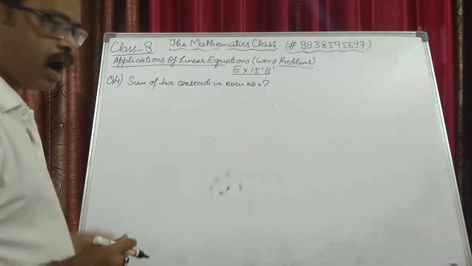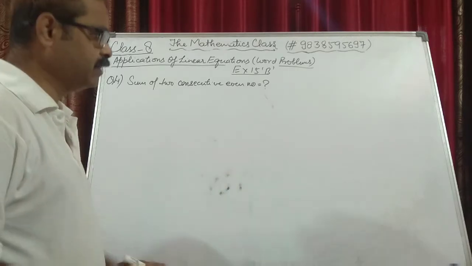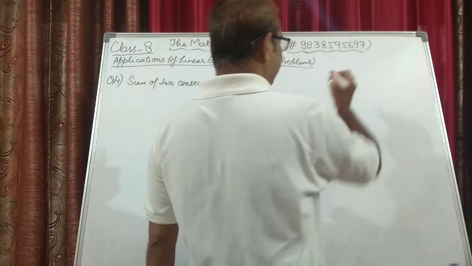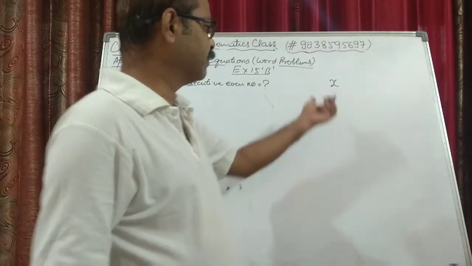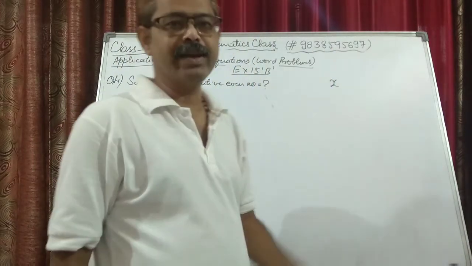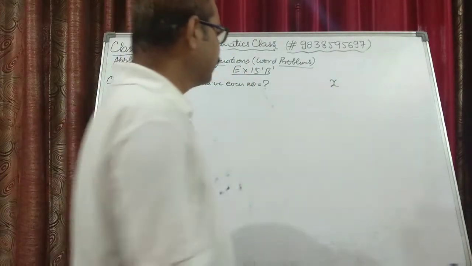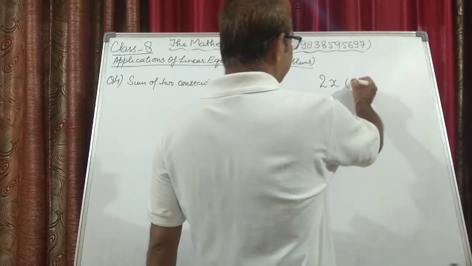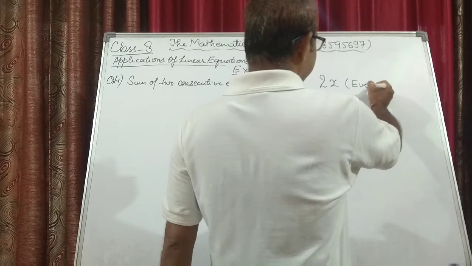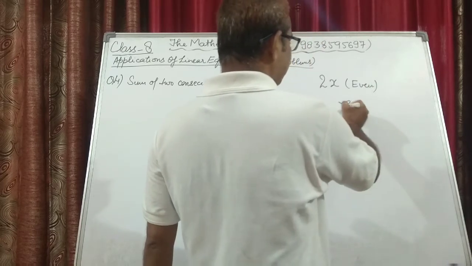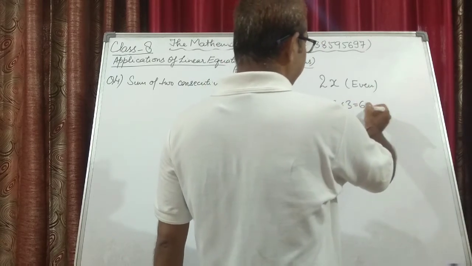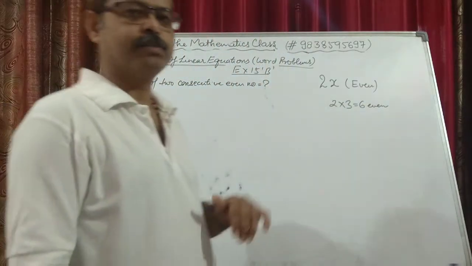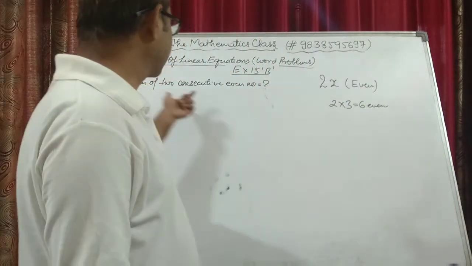First of all, how will we assume an even number? Suppose I take the number as x. We are not sure about x, whether it is even or odd. But if I multiply this number by 2, in any case it will always be even. Suppose you take x is equal to 3, 3 into 2 is 6. It makes it even. So if you take any number and multiply it by 2, it will become even.